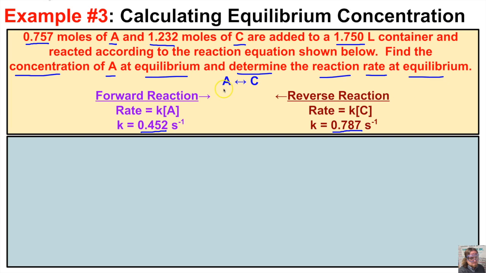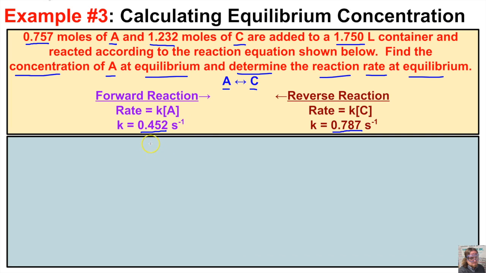So if we take a look here, A is going to C at this initial rate, right? We also know that C is going to A at this initial rate right here. And so we have to figure out the concentration of A at equilibrium and determine the rate of the reaction at equilibrium. So we need to think about what's happening here. First of all, this is a closed system, meaning that we're not adding any more reactants or products as time goes on, and we're not removing any reactants or products as time goes on.